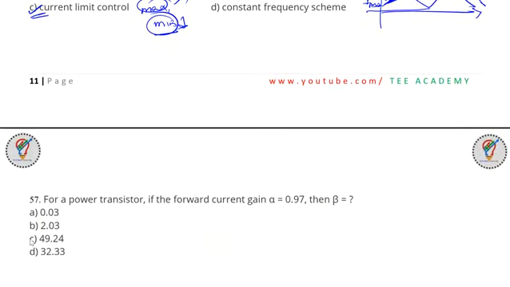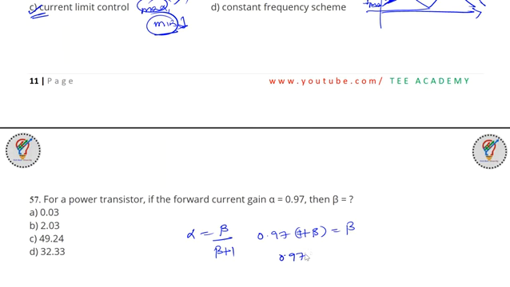Next one. For a power transistor, if the forward biased current gain alpha is equal to 0.97, then what is the beta value? So here we can use a relationship to get the answer. Alpha is equal to beta divided by beta plus 1. Now we know that alpha is 0.97. Substitute the value here: 0.97 into (1 plus beta) is equal to beta.